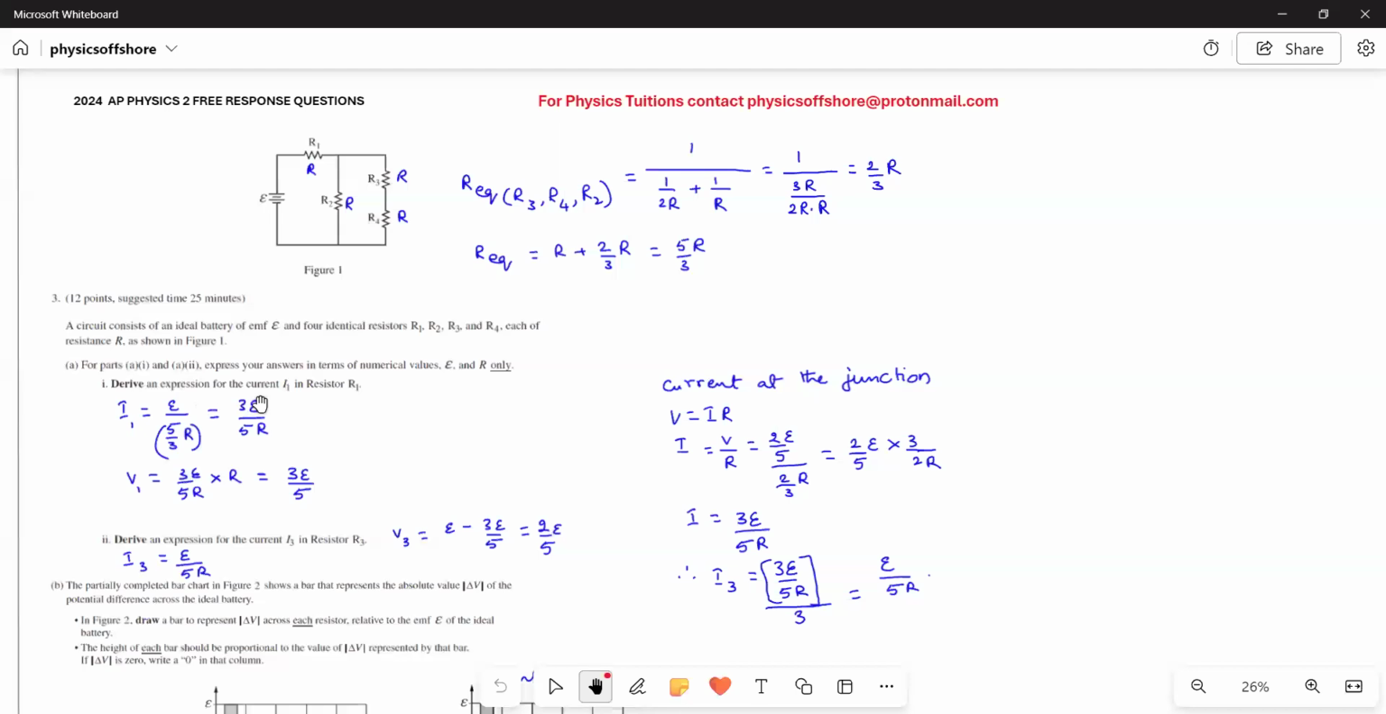1. Derive an expression for the current I1 in resistor R1. 2. Derive an expression for the current I3 in R3.